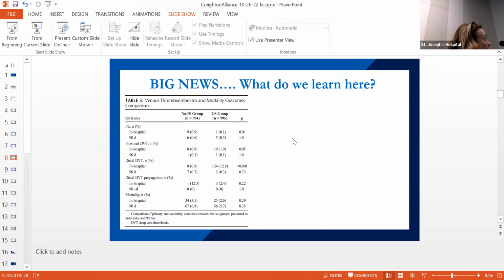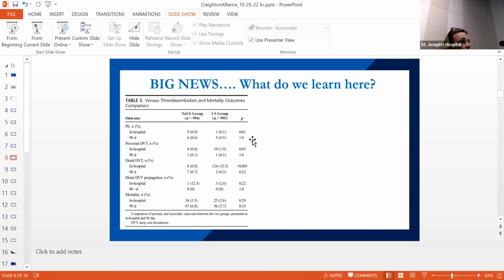Overall, are there a lot of DVTs and PEs in these patients, or is it a rare event? It's a rare event. However, it is statistically significant. At 90 days, is it significant? No. So in hospital, yes. 90-day follow-up, no. What about DVTs?